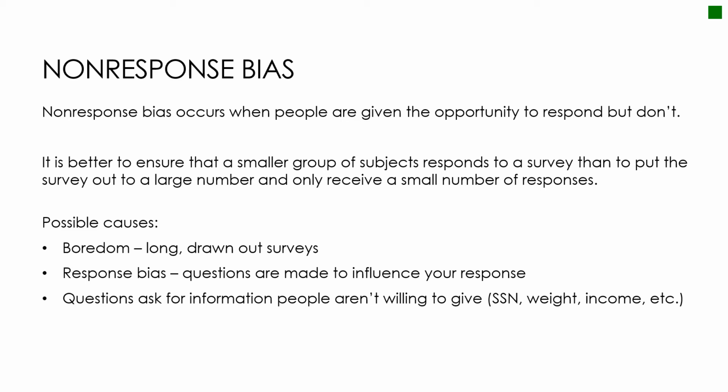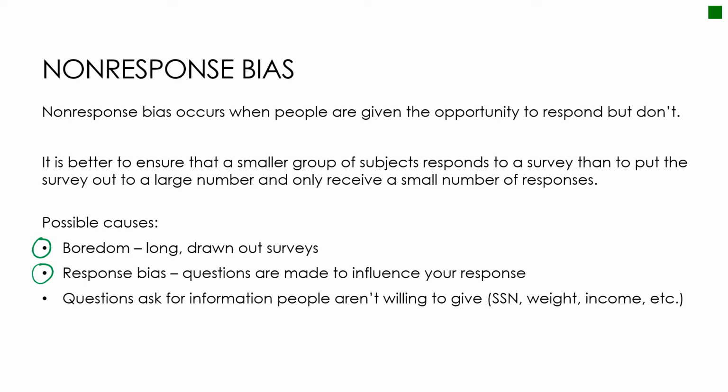And then we have non-response bias. So non-response bias occurs when people are given the opportunity to respond but don't. So it's better to ensure that you have a smaller group of subjects respond rather than put the survey out to a large number of people and only receive a small number of responses in return. Non-response bias possibly happens, and I can tell you from experience, if someone calls me and says, hey, I want you to do this survey and it's only going to take about 45 minutes of your time, I'm out. I'm not going to spend 45 minutes with you.